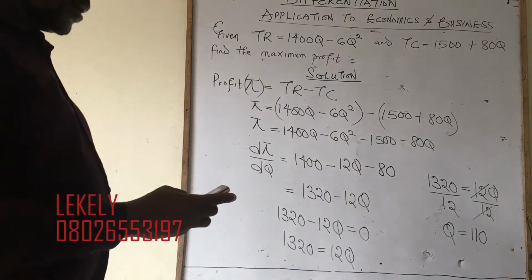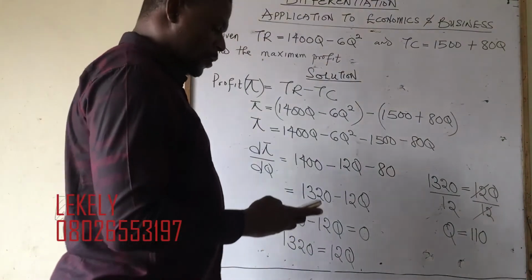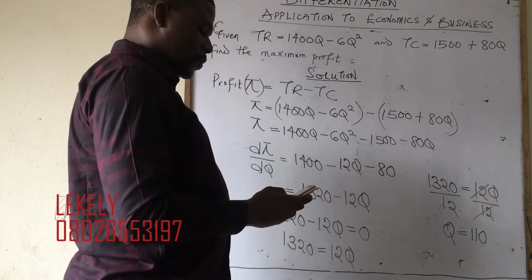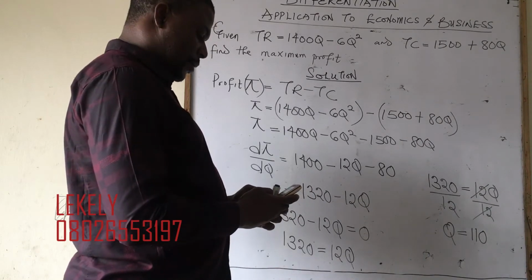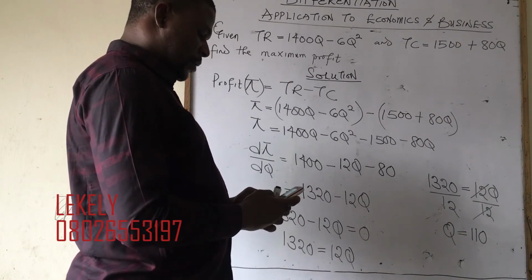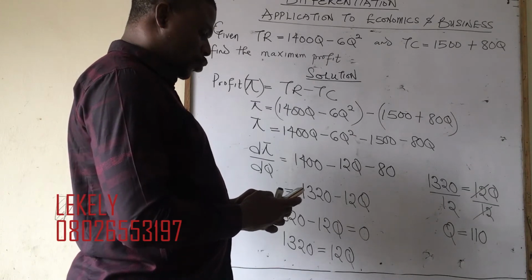Let me use my own calculator. 1320 divided by 12.